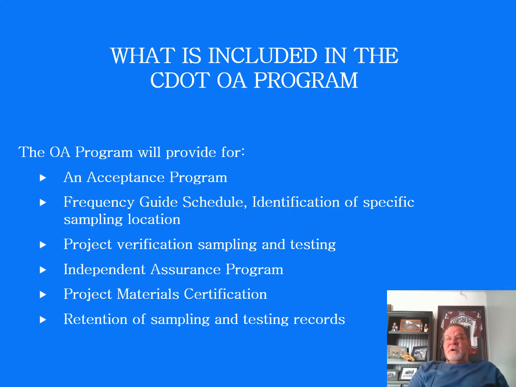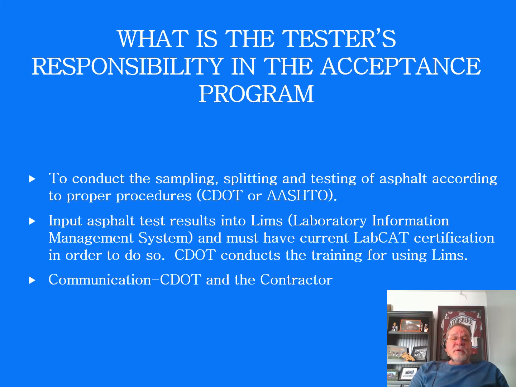The QA program is going to provide for the acceptance program, the frequency guide schedule, the identification of the specific sampling locations, project verification sampling and testing, the independent assurance program, the project material certification, and retention of the sampling and testing records. So the tester's responsibility in the acceptance program is to conduct the sample splitting and testing according to the proper procedures. They input that data into the laboratory information management system that CDOT has, and they are required to have a current LabCAT certification in order to do so. The amount of material that they can put in is based on their level of certification.